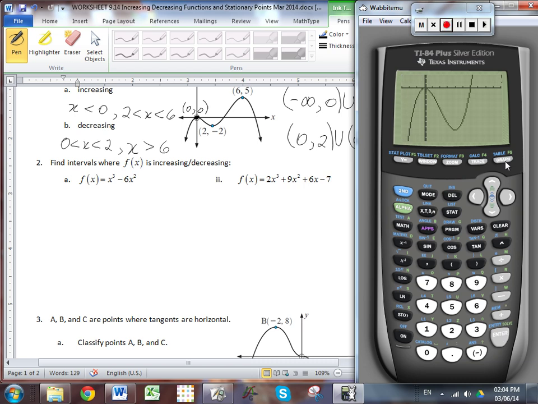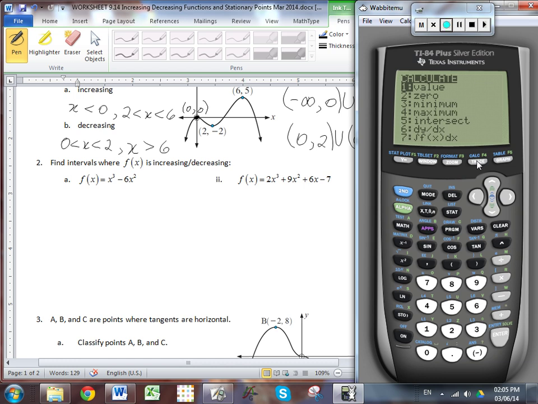Alright, pretty good now. I can see that I've got a local maximum right here. This is a place where my tangent is 0. I've got a stationary point. And right here I've got a local minimum. This is another place where my tangent is horizontal, so I've got another stationary point. I suppose I could just use the calculator to find those maximums and minimums. I'm going to use that, and then I'll show you how to do it with calculus.